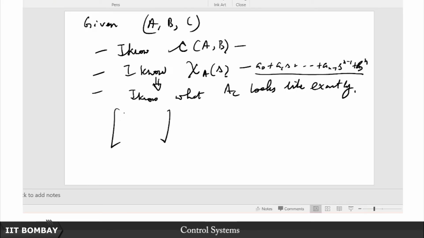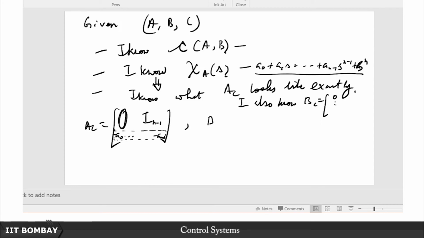I am going to just write A_C as this whole 0 column, then this identity matrix of size n minus 1 here, and this last row is going to be filled up by minus a0, just the coefficients of the characteristic polynomial starting from the constant to the n minus 1th term. So this is going to be my A_C, and once I know this, of course I also know B_C. This is irrespective of whatever the characteristic polynomial is, this is just a property of the phase variable canonical form that the control action goes into the last term.